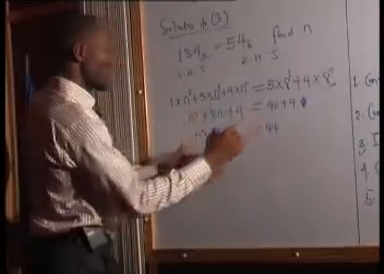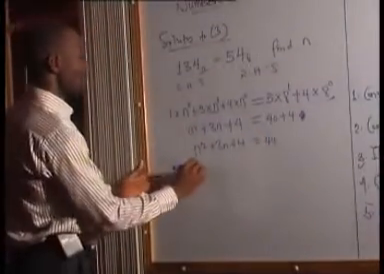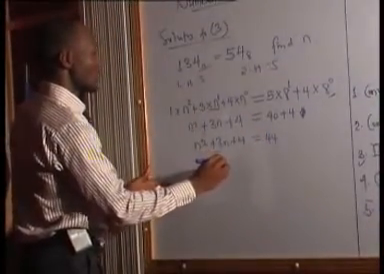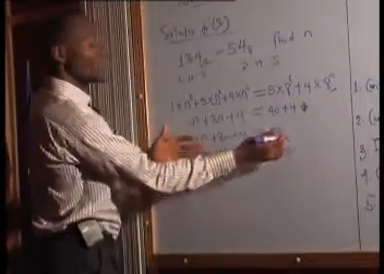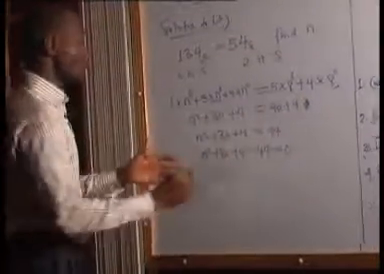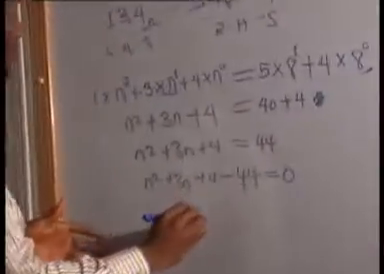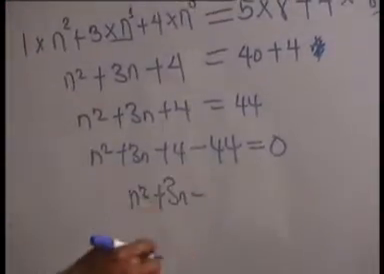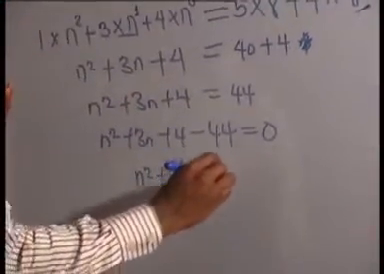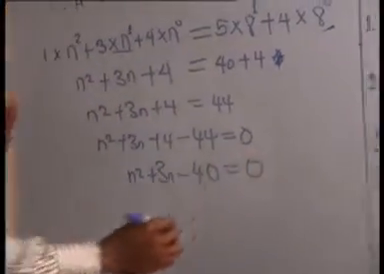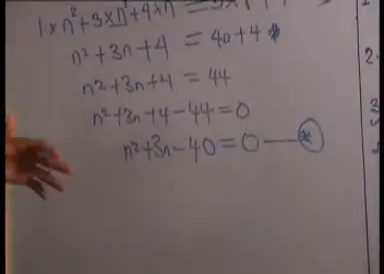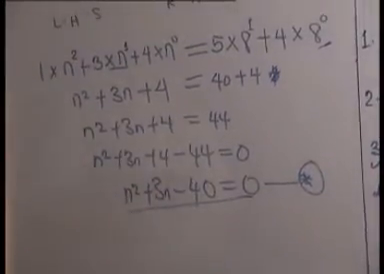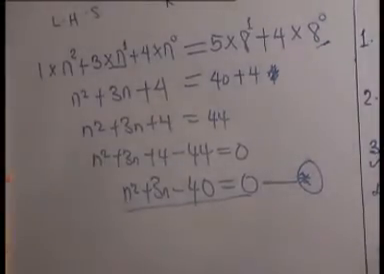Let's transfer 44 to this side, so that we have n squared plus 3n plus 4 minus 44. Because it's coming from this side, the sign will change. So you're going to have n squared plus 3n minus 40 equals 0. So this equation, we shall be solving. This is a quadratic equation. So we need to solve it very fast.